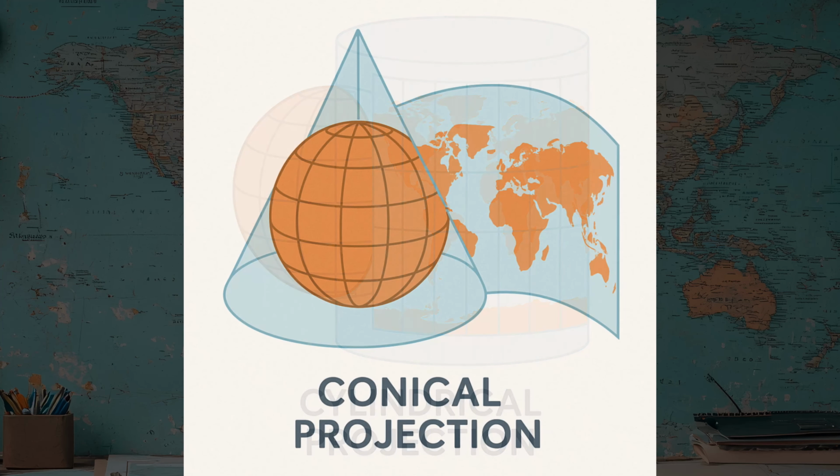Now look at the cone. Here the cone touches the Earth along a line of latitude. When unrolled, the map becomes fan-shaped. Latitude lines appear as arcs, and longitude lines radiate like spokes. These are ideal for mid-latitude regions like the US or Europe. Distortion is minimized along the standard parallels where the cone touches the globe. That's why state and regional maps often use conic projections.